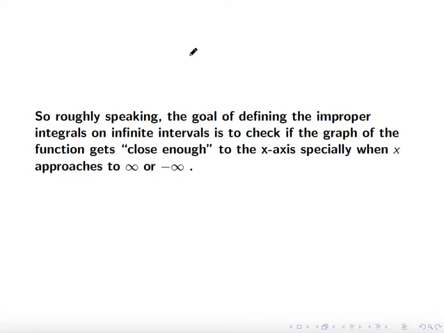So roughly speaking, the goal of defining improper integrals on infinite intervals is to check if the graph of the function gets close enough to the x-axis, especially when x approaches infinity or negative infinity. Pay attention to the words close enough. For example, 1 over x gets close to the x-axis, but it's not close enough to make the area below 1 over x and above the x-axis finite.